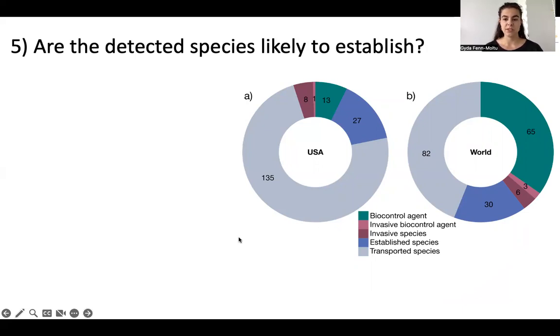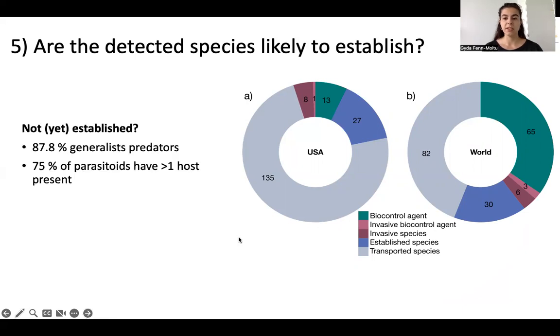If we look at the species that are arriving at the border but haven't been able to establish yet, it's likely that many of them would find suitable hosts on arrival. Of course, there are other factors that are important for establishment success, but the vast majority of predators arriving are generalists, and they can feed on a wide range of different insects, and 3/4 of the parasitoids have at least one known host species present in the US.